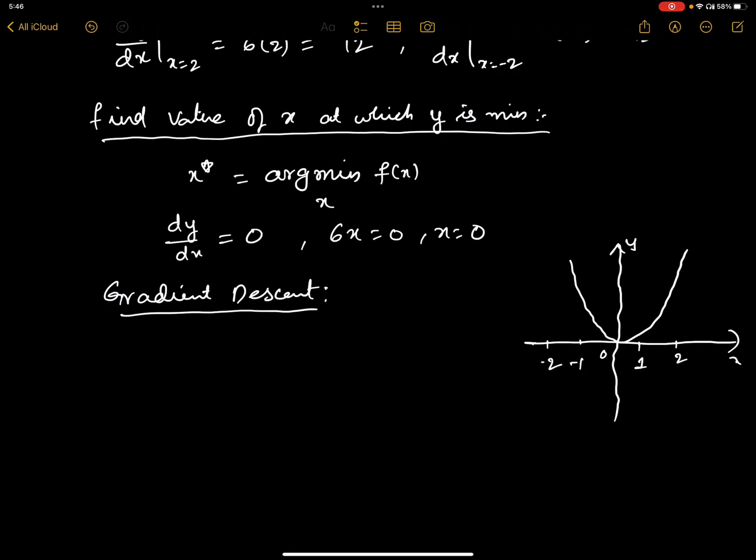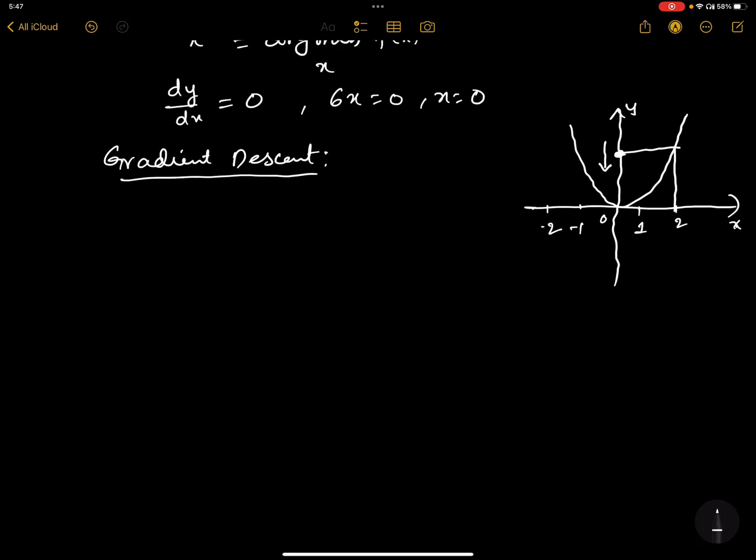Suppose we have found the value of y at x = 2. We have got some value of y over here. Now we need to decrease the value of y in order to minimize it. We can decrease the value of y by changing the input variable x. So now we have to find out, to decrease the value of y, whether we should increase the value of x here or decrease it.